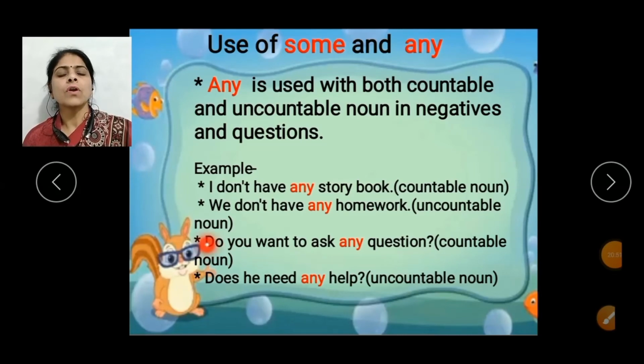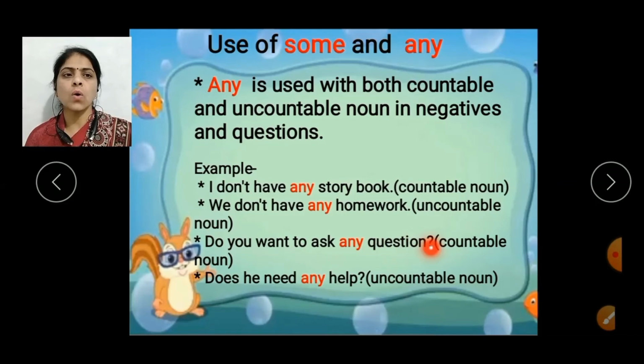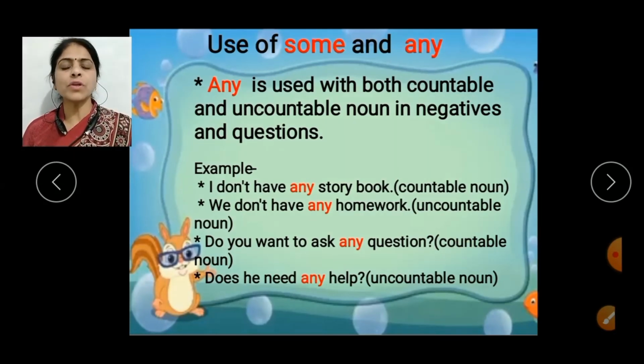Now let's have the other examples. Here, do you want to ask any question? In this sentence, question is a countable noun. Next, does he need any help? In this sentence, help is an uncountable noun. And you can notice here that these both sentences are questions. And any is used with both countable noun as well as uncountable noun. I hope the use of quantifiers is clear to you.